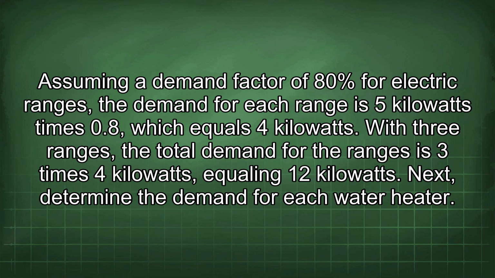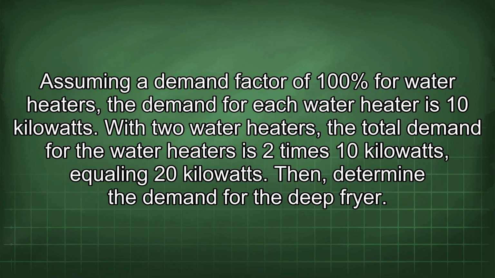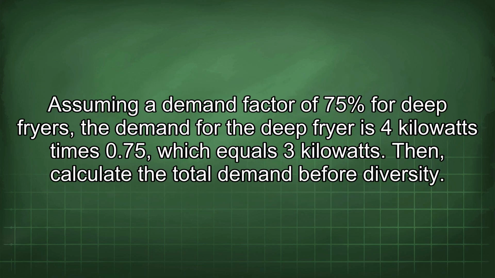Next, determine the demand for each water heater. Assuming a demand factor of 100% for water heaters, the demand for each water heater is 10 kilowatts. With 2 water heaters, the total demand for the water heaters is 2 times 10 kilowatts, equaling 20 kilowatts. Then determine the demand for the deep fryer. Assuming a demand factor of 75% for deep fryers, the demand for the deep fryer is 4 kilowatts times 0.75, which equals 3 kilowatts.